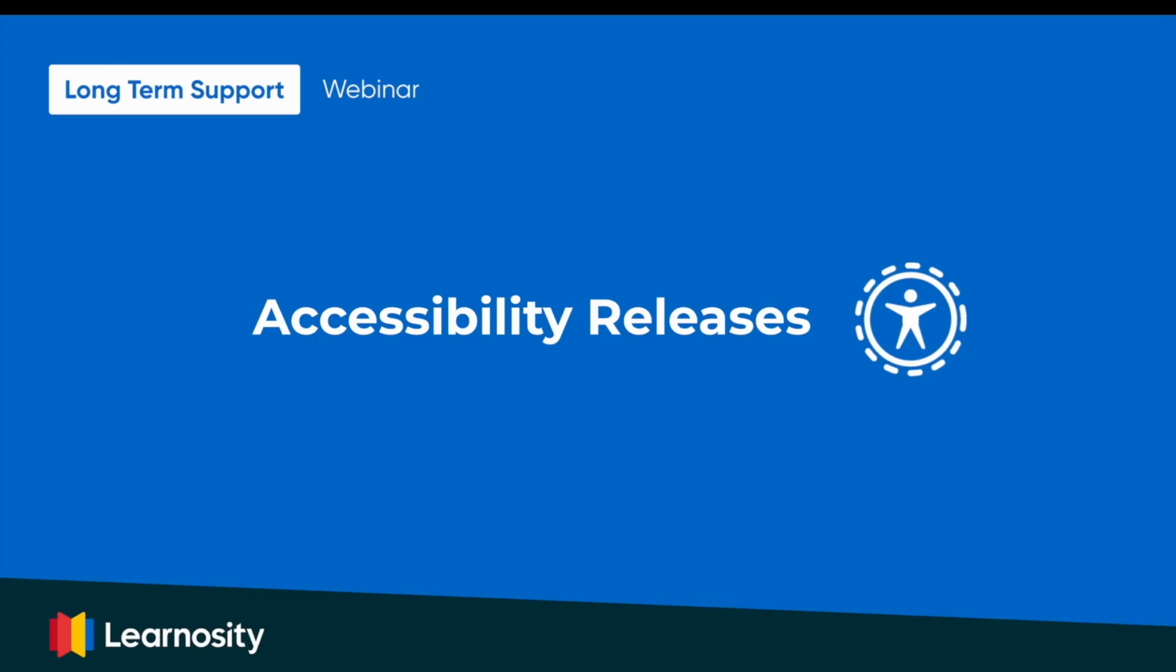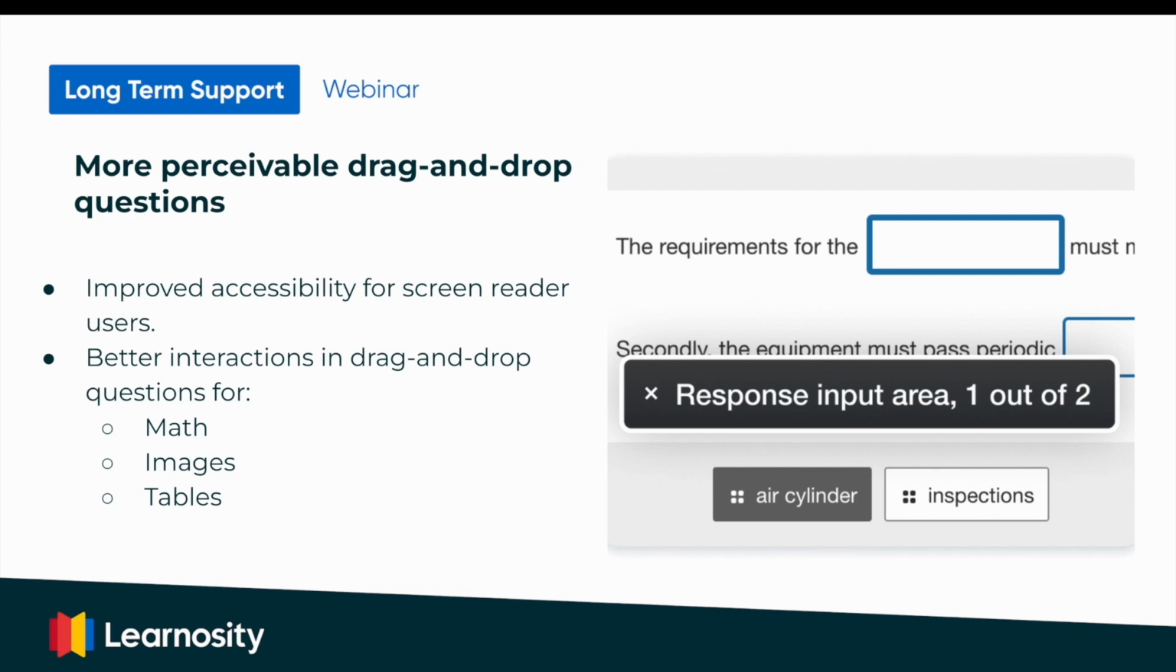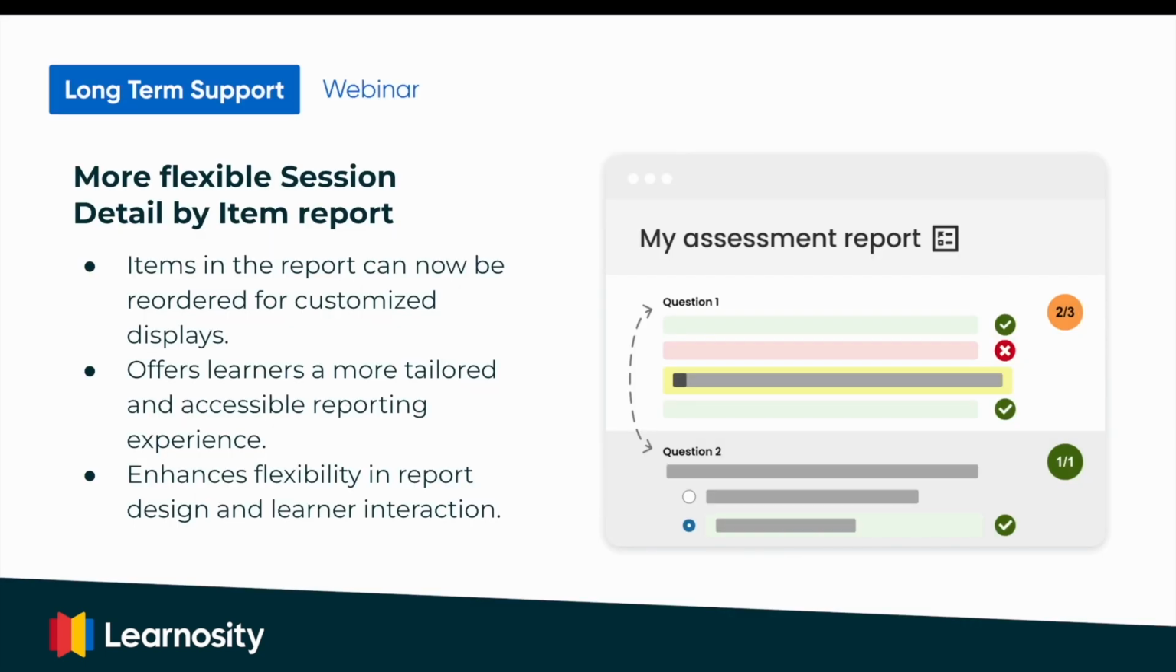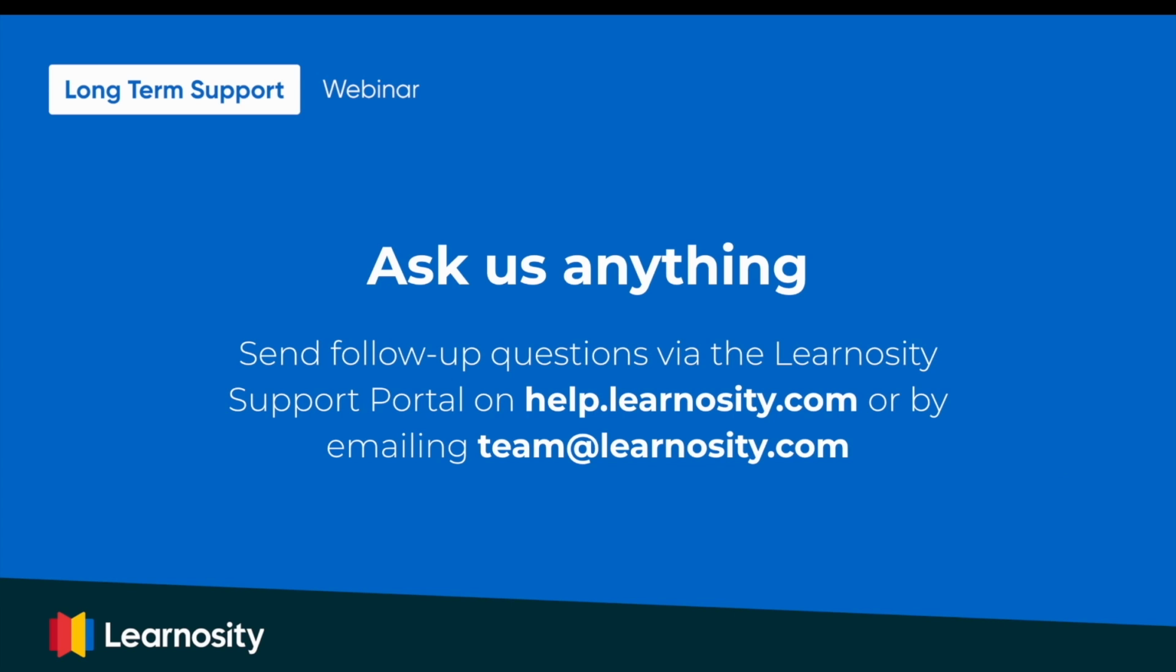Next up, in accessibility. We've made drag and drop questions more accessible for screen reader users by improving how they interact with math, images, and tables. Next up, in analytics releases. Items in session detailed by item report can now be reordered to give learners a customized display tailored to their needs. And that concludes the overview of our third and final long-term support release of 2024.